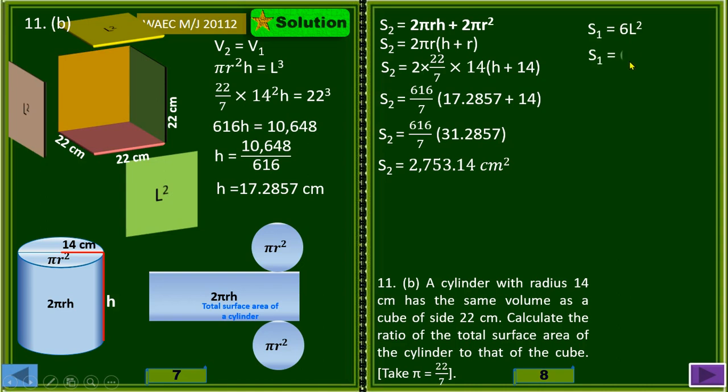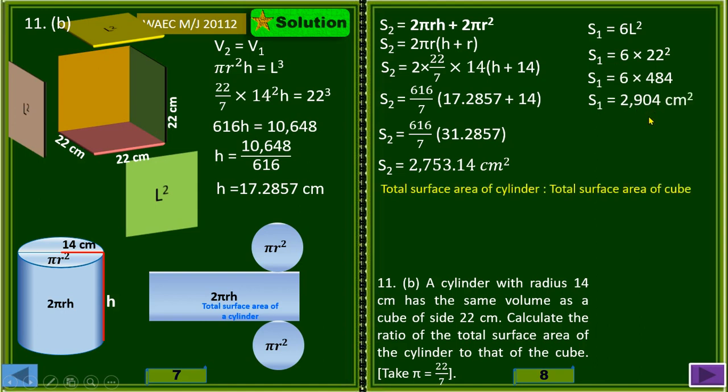So now we have this equal to 6 times 22 raised to power 2, 22 squared. Then using a calculator, we find 22 times 22 and then multiply that by 6. So there, the surface area of the cube gives us 6 times 484. The surface area of the cube will give us 2,904 square centimeters.